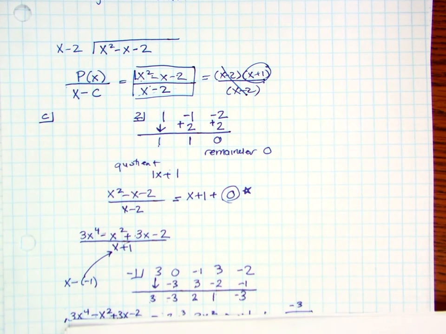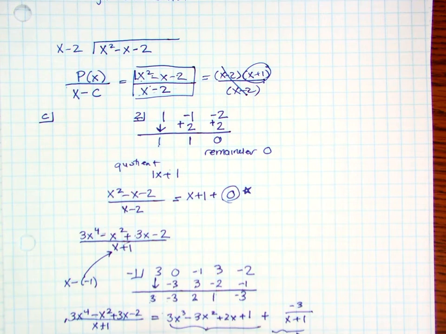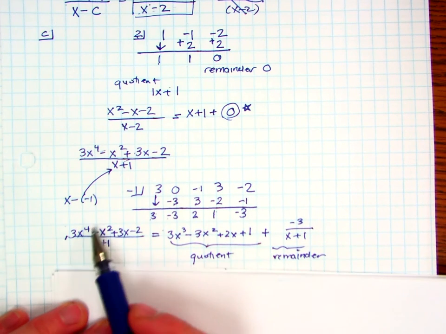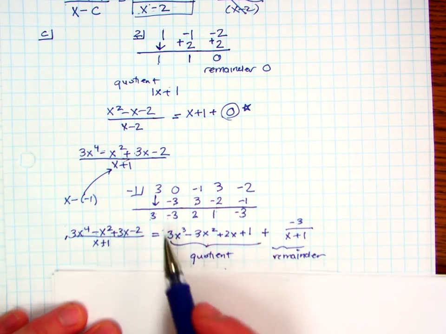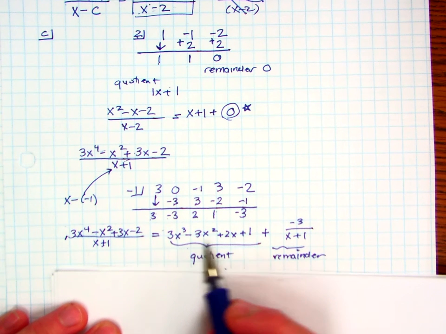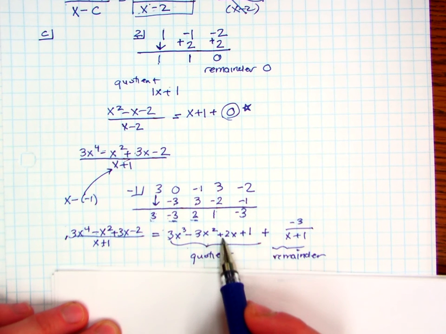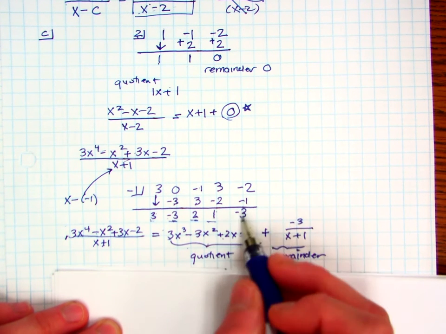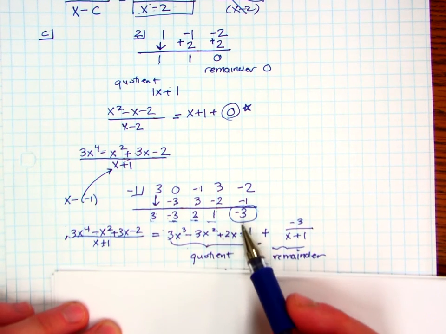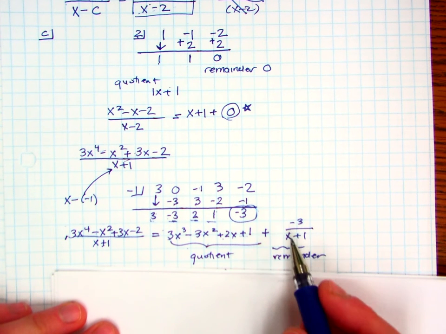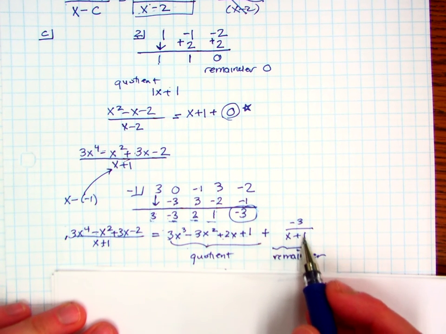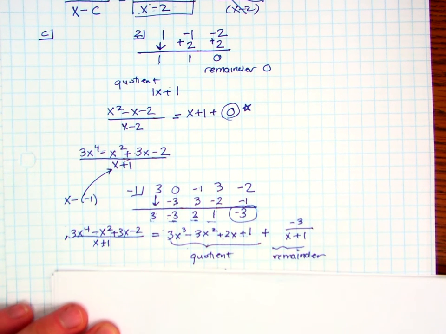So for my final answer, we'll write it like this: the division that we just did, which is what we were asked to do, is equal to the quotient of what we got, so 3x cubed minus 3x squared plus 2x plus 1, plus this is my leftovers, this is my remainder, negative 3 over x plus 1. This is how you would write the remainder in this case.